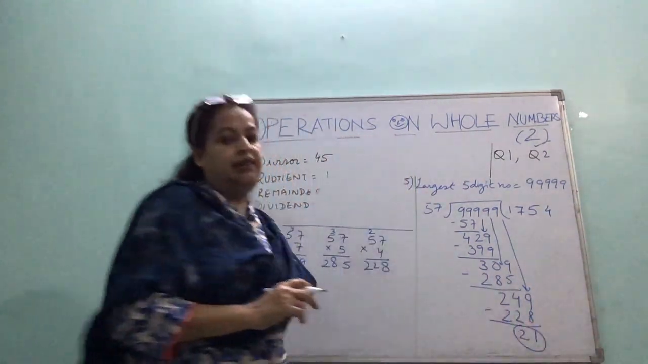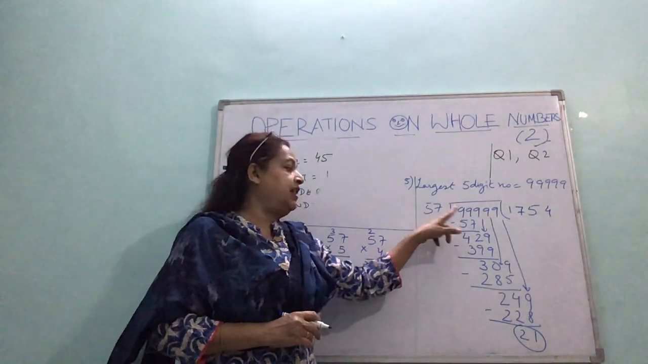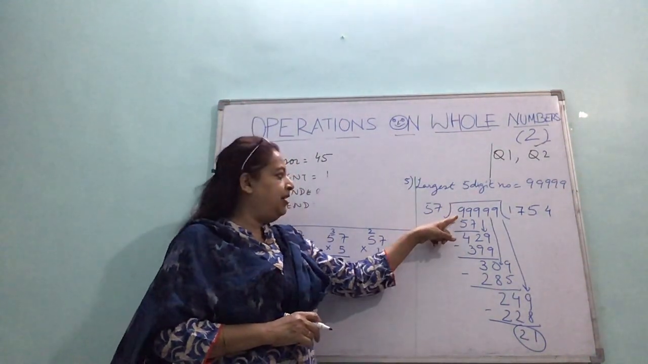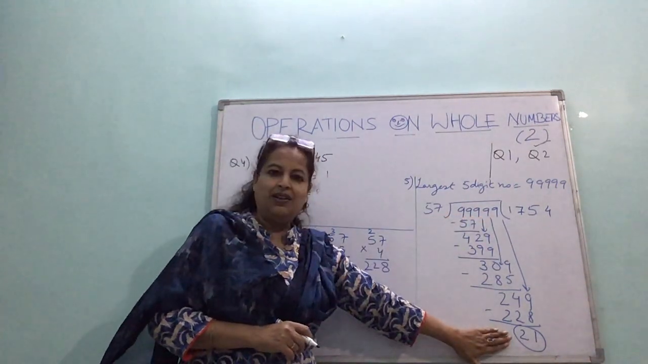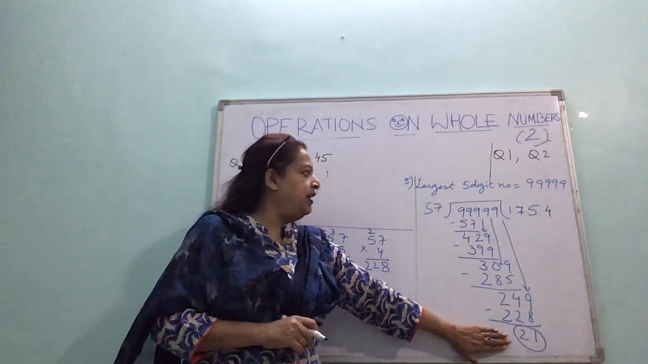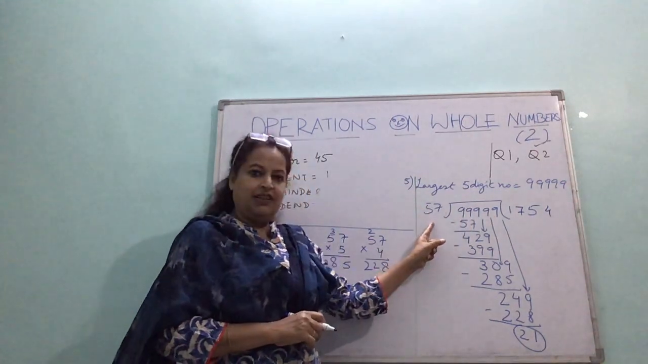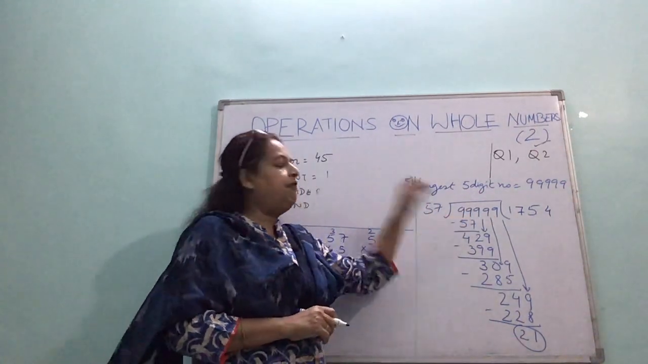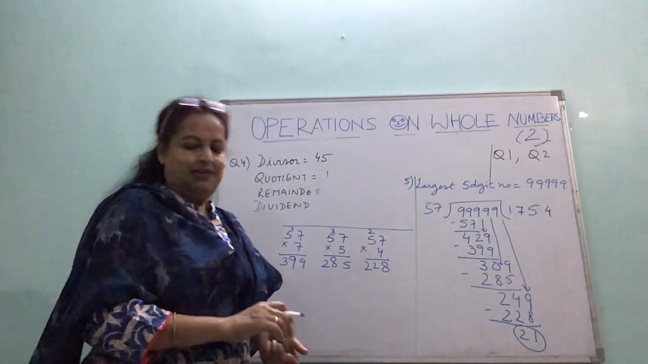Now, see, if the remainder is there, that means 57 is not exactly dividing this greatest 5-digit number. This is extra. 21 is extra. This 21 is preventing it from being exactly divisible by 57. So if I subtract 21 from this greatest 5-digit number, we'll get our answer. Let's check it out.